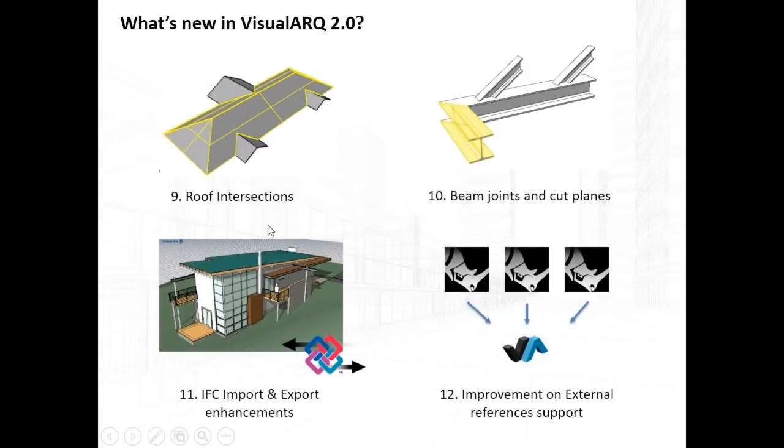More new features. We have added the option to calculate intersections between roofs. So there are more options to combine roof types with that were unavailable up to now. We have also added the option to calculate beam joints at ends, or calculate the cuts of beams at ends. Okay, so we can define a vertical or horizontal cut of beams.